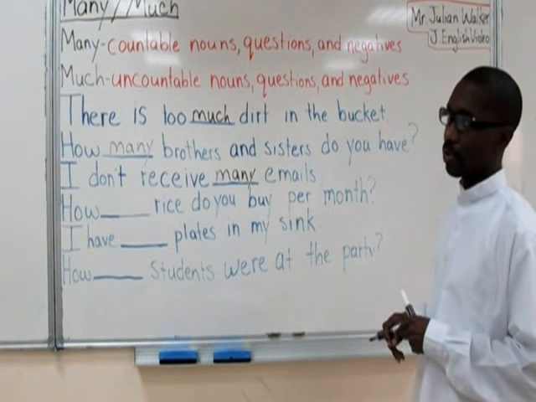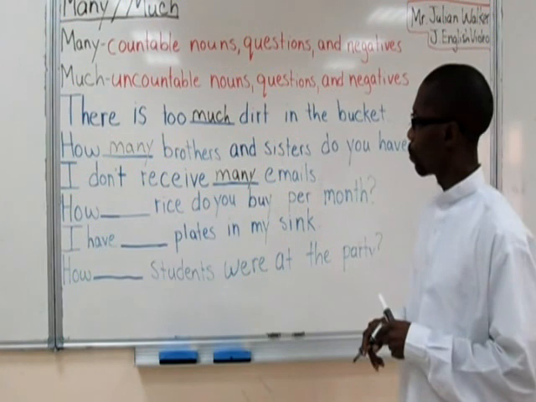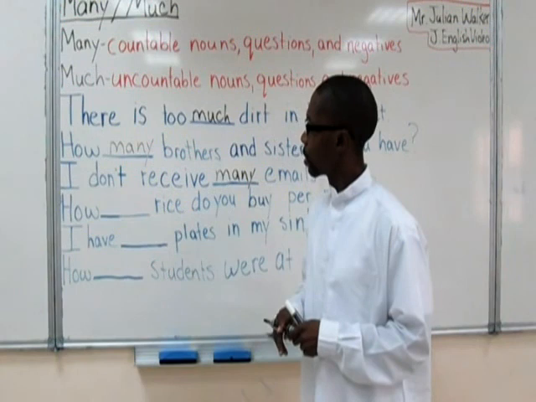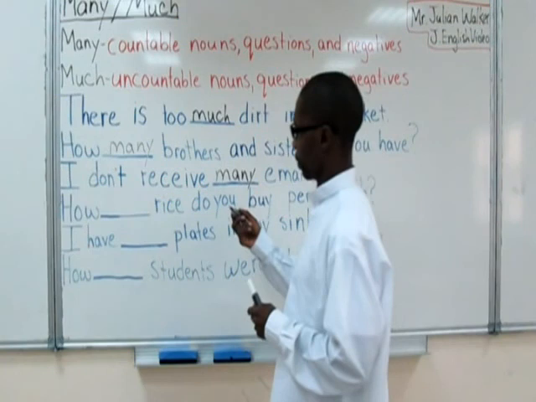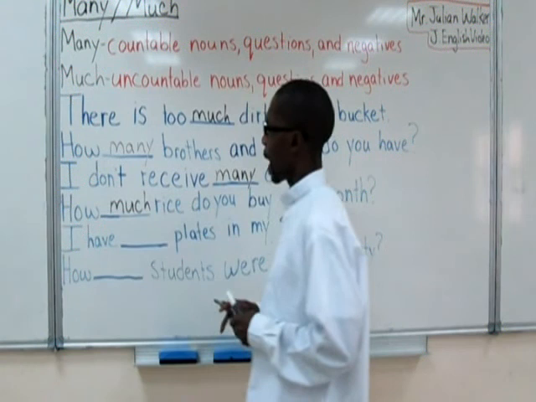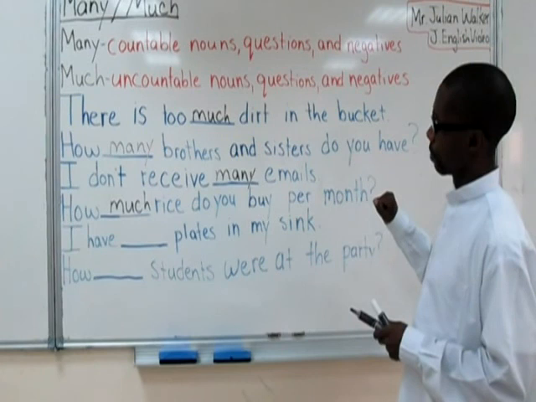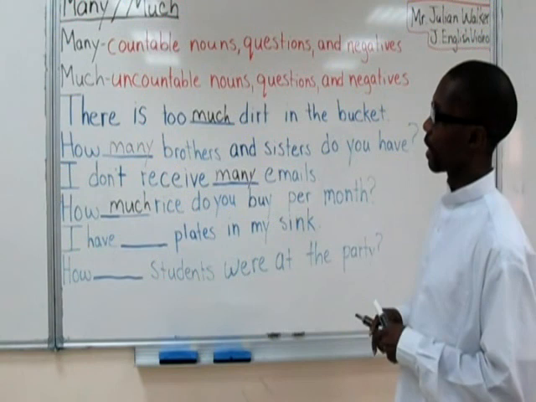Let's go on to the next sentence. How blank rice do you buy per month? Let's recognize the noun here, rice. There's no S, you cannot count it. Uncountable, so we use much. How much rice do you buy per month? And you see also this is a question, right? Here we use a question, and the previous one was a negative. So let's look at the next sentence.